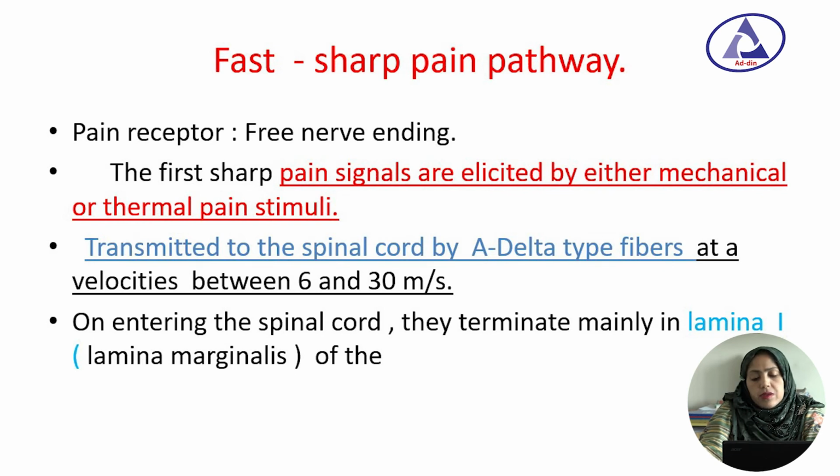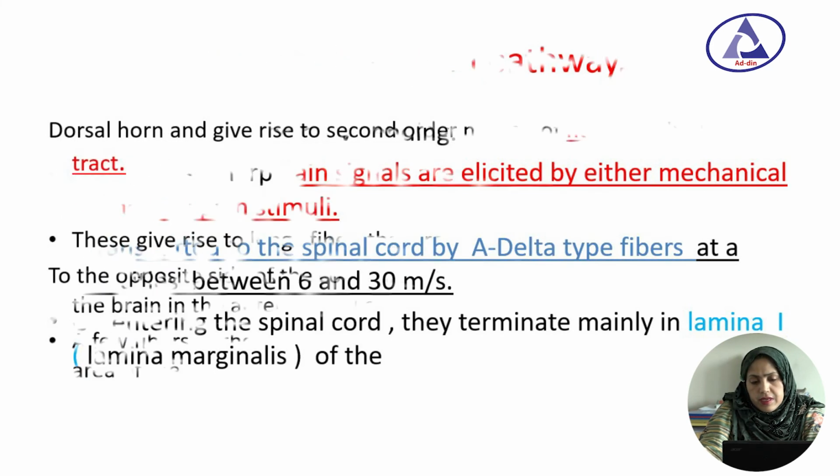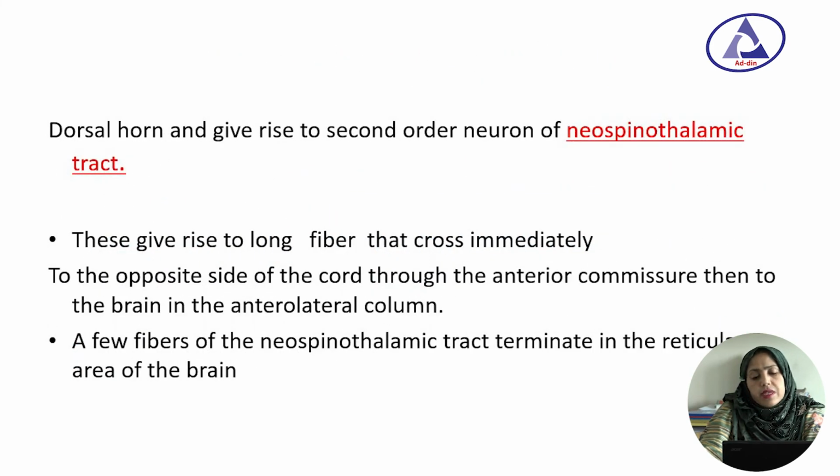On entering the spinal cord, they terminate in lamina 1, or lamina marginalis, of the dorsal horn and give rise to the second order neuron of the neospinothalamic tract, which gives rise to long fibers that go immediately to the opposite side of the cord through the anterior commissure to the brain in the anterolateral column, and a few fibers of the neospinothalamic tract then terminate in the reticular area of the brain.